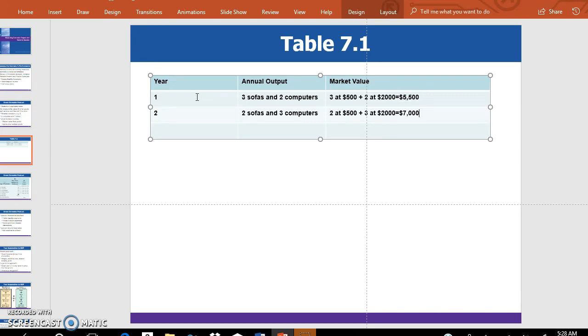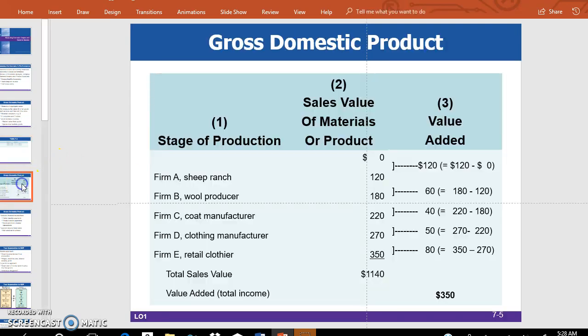And the next year the value of output is 7,000, right? The value of the two sofas is 1,000, two sofas, each sofa priced at 500. Three computers, each computer priced at 2,000. So 7,000, right? Okay, we have that.